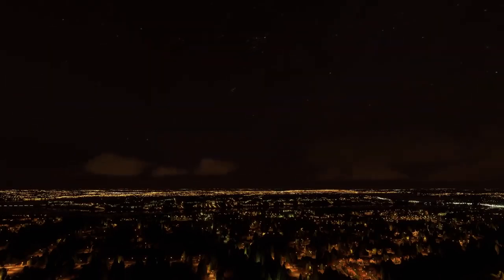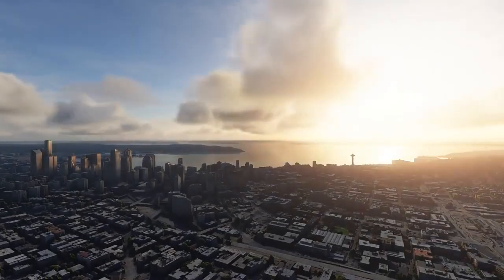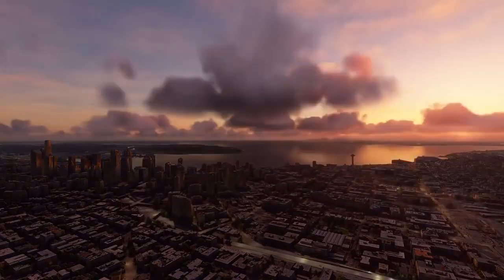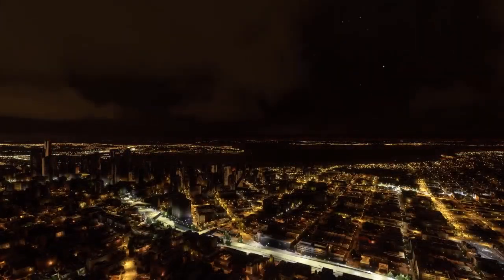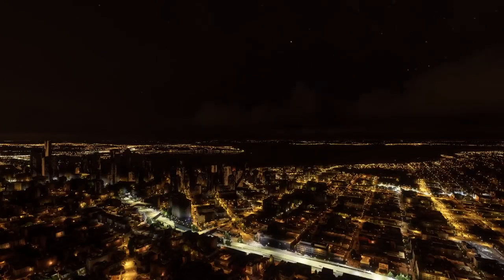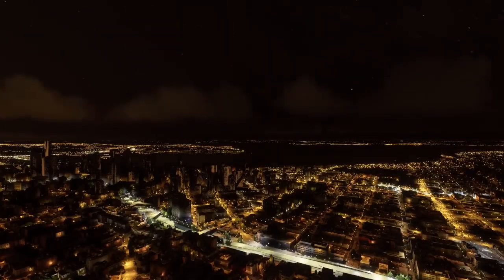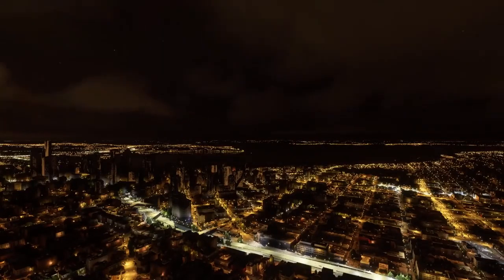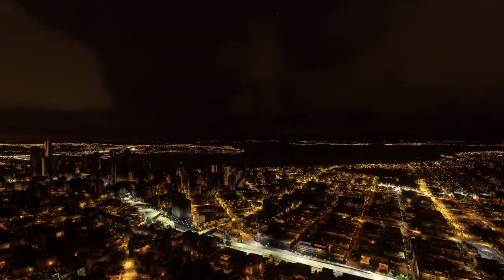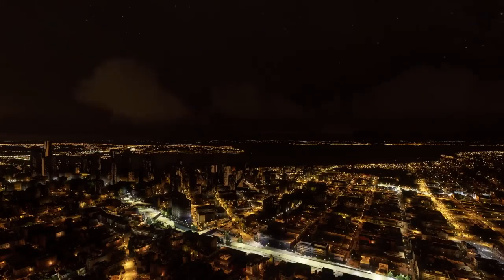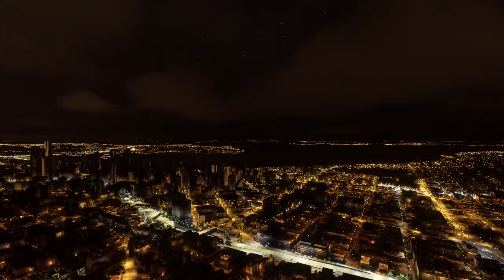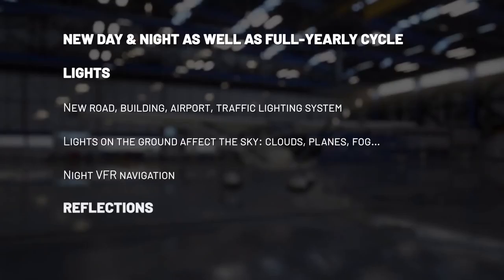We have also completely revamped the lights on the ground. So the city lights, the road lights, the runway lights, or the airport lights in general, all those lights will also inform the rendering. You can see the clouds being lit by the city by night. And it allows, as a result, VFR navigation by night, which is pretty cool. All the reflections also are taken into account.